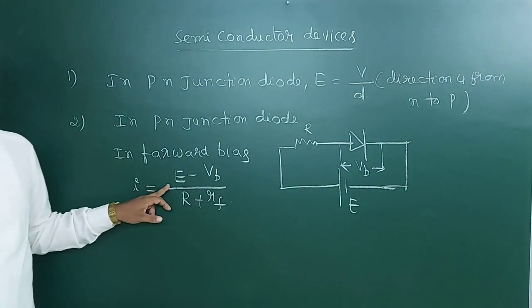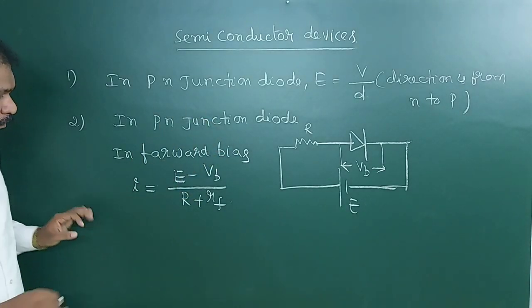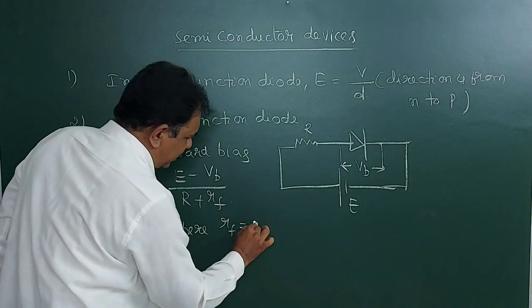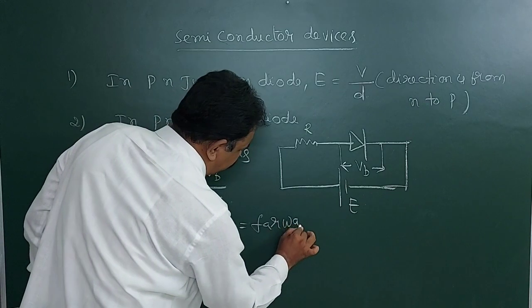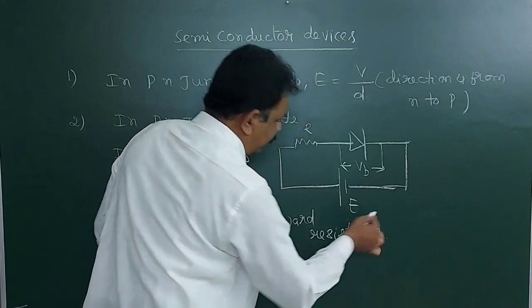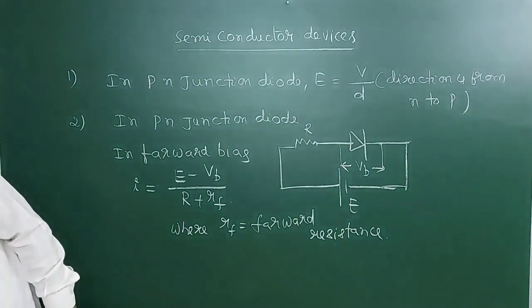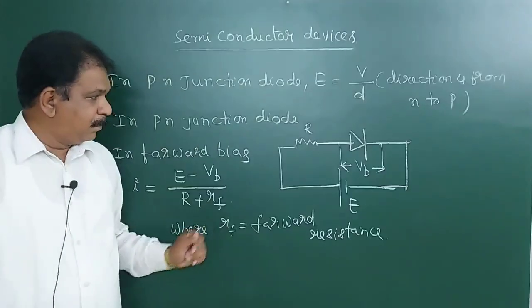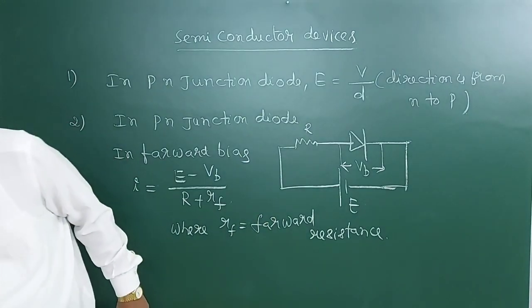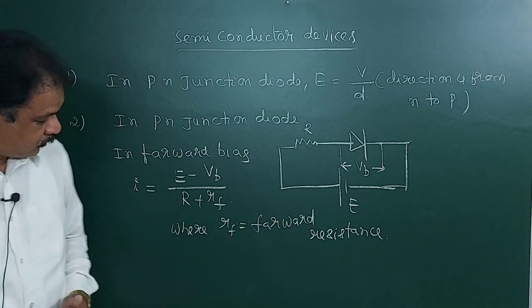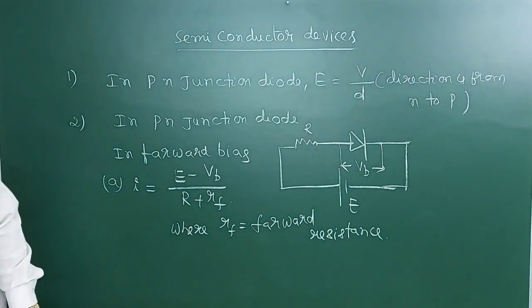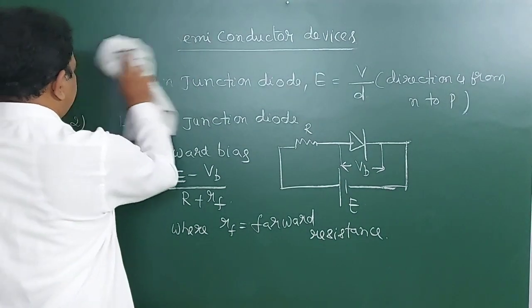This is the formula for current in the circuit, where RF will be called the forward resistance. This RF value will be called the forward resistance. Next, what is the power developed across the resistor and also across the diode, they will ask. So next, this is the current formula.